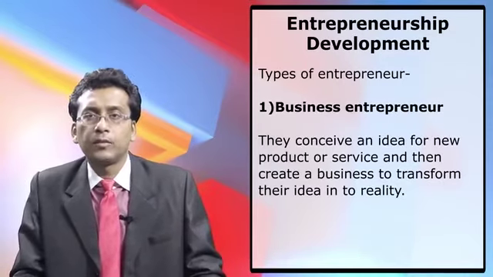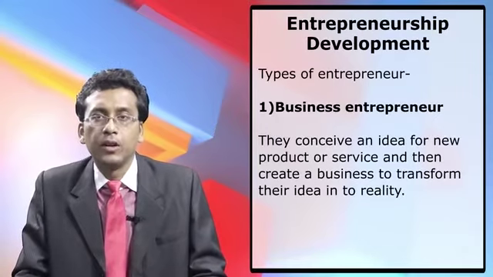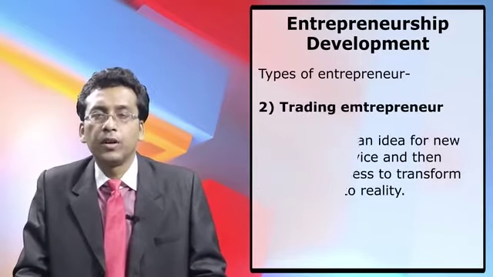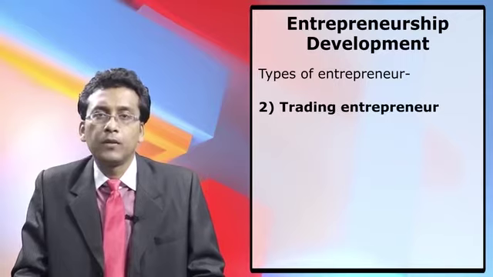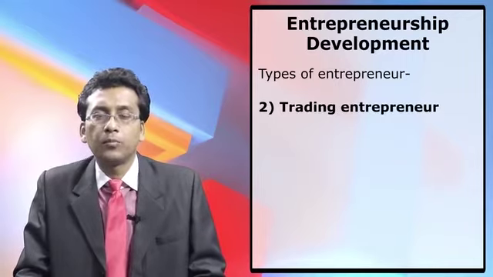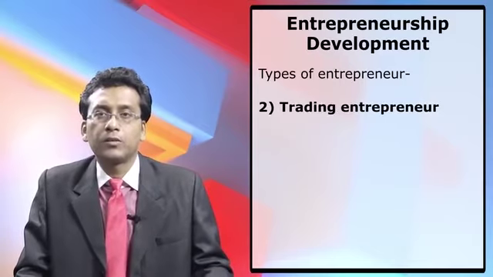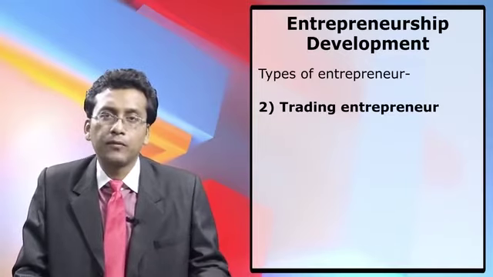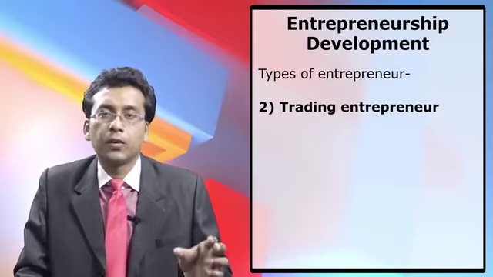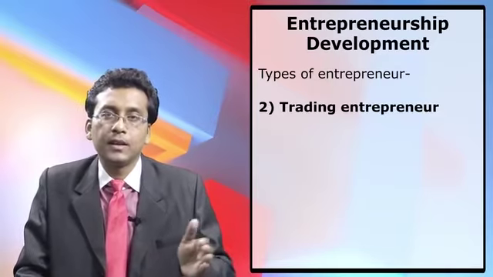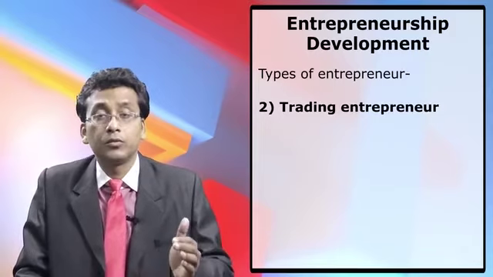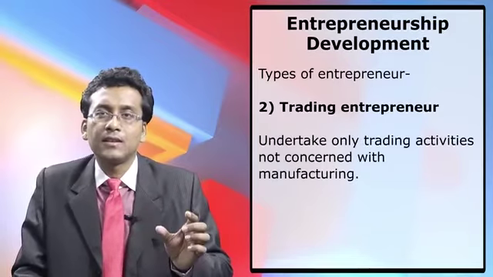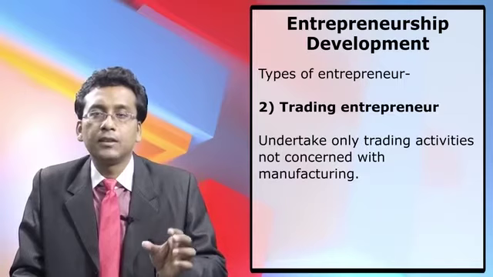So the first type of entrepreneur, my dear students, is known as the business entrepreneur. This is what I thought I'll try and elaborate before you. The second type of entrepreneur, we call them the trading entrepreneur. Now if you look at the business concept, there are a lot of people. We start off with the manufacturer who manufactures a particular product. There are a lot of people in between the final consumers and the manufacturer. We call them the intermediaries or the middlemen. These are people who facilitate the flow of product from the manufacturer to the final consumer like you and me. So when we talk about a trading entrepreneur, they undertake only trading activities, not concerned with manufacturing.